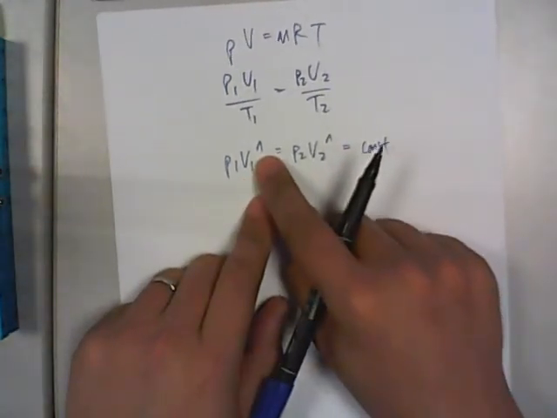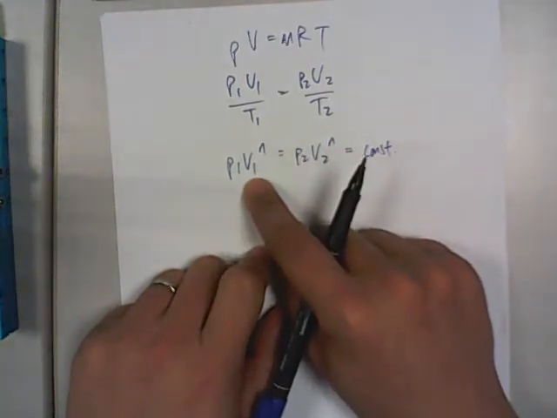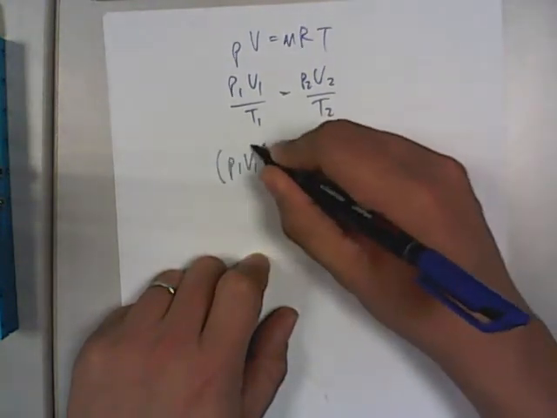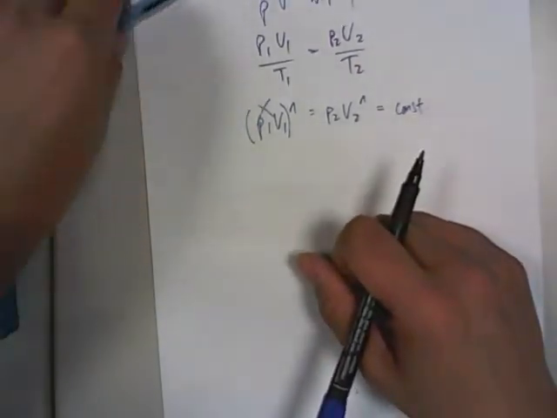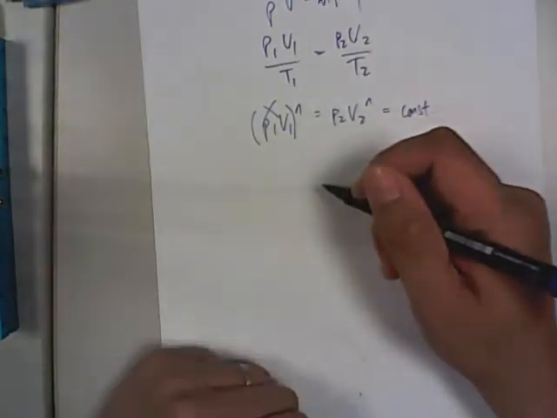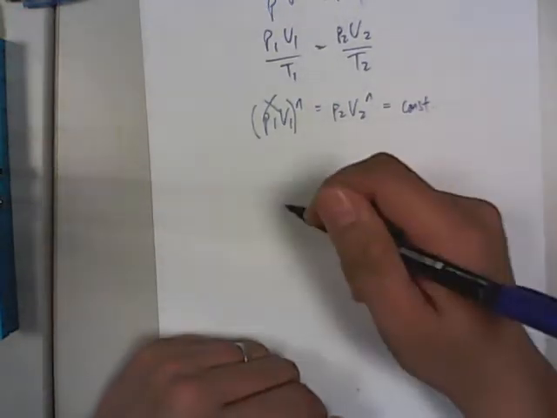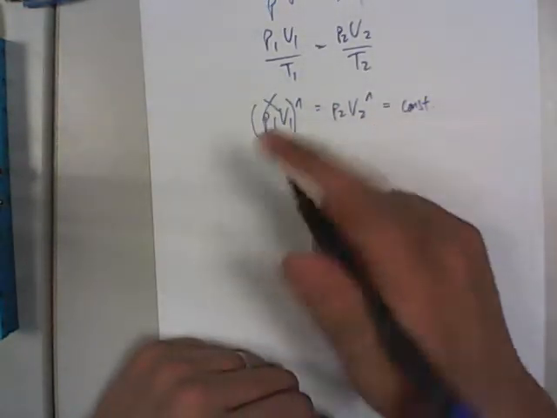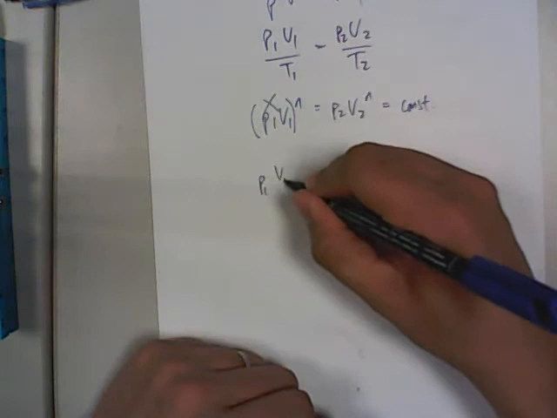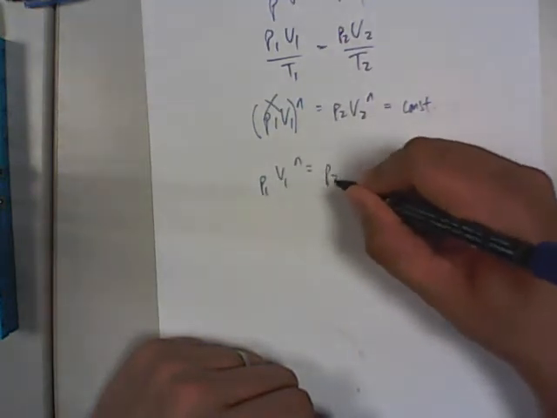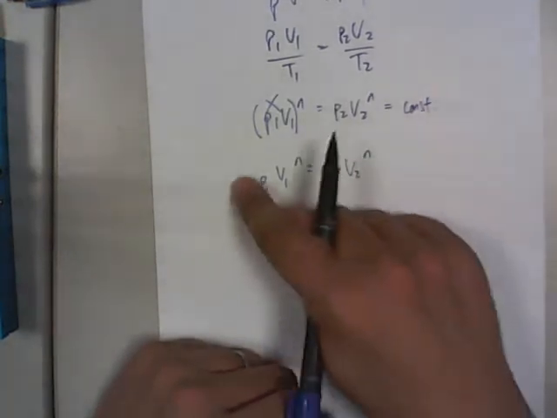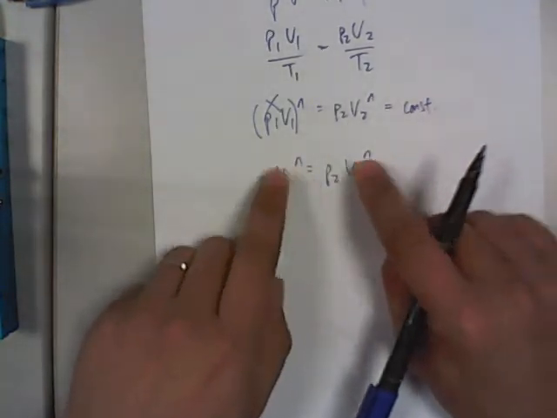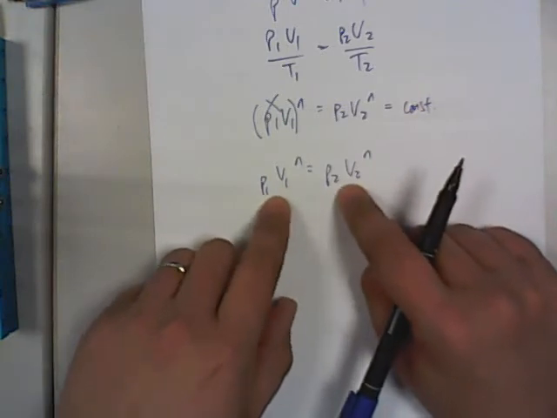Note that the power n is only applied to the volume. It is not applied to both P and V. It is only to the volume. And generally there are two kinds of tricky questions that you may encounter. The first one is that given P1 V1, and given P2 V2, you're supposed to find n. So one type of question is this: find n with these four given.